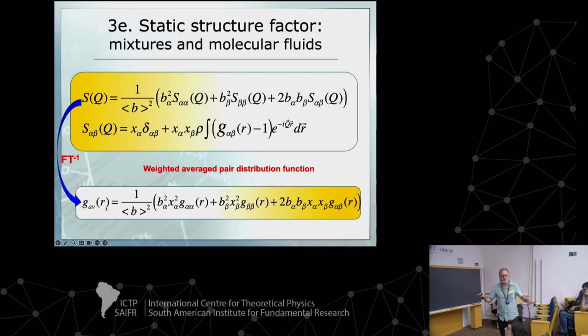You don't get the components. You get this sort of mix-up. So we will learn later on how to separate, if it is possible. Not always possible. And you can do it in neutron scattering.